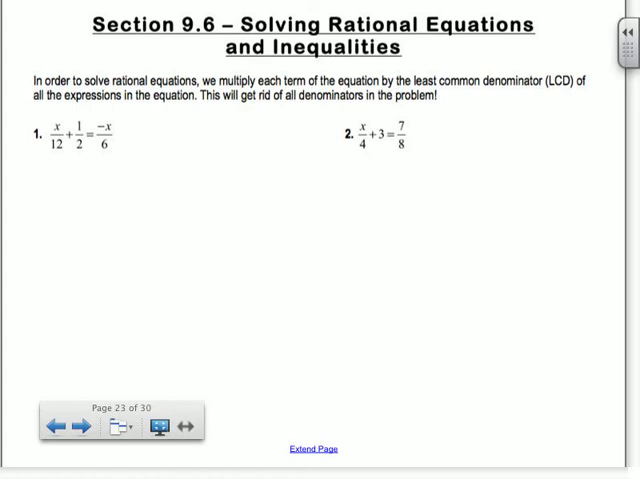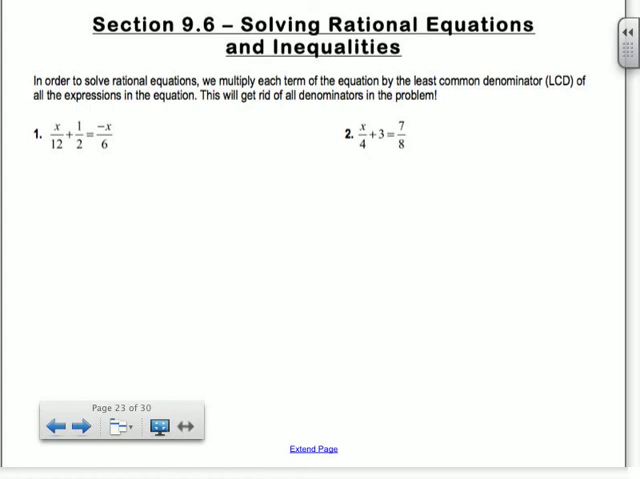All right, so it says in order to solve rational equations, we multiply each term of the equation by the least common denominator. Okay, so here's some basic problems. So you might have done this in Algebra 1. Some of you have, some of you will have never seen this. It's okay. All right, so when I see this, number one, there's two approaches you can go with the problem.